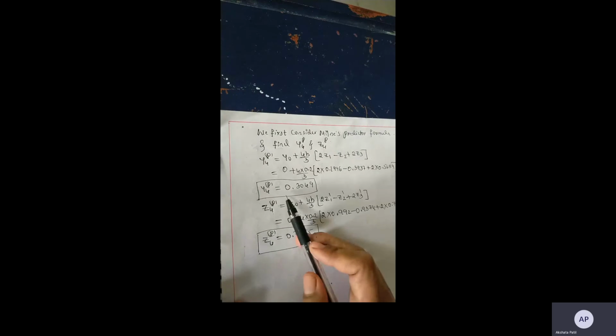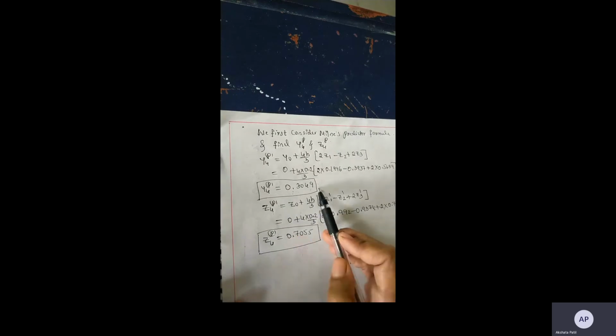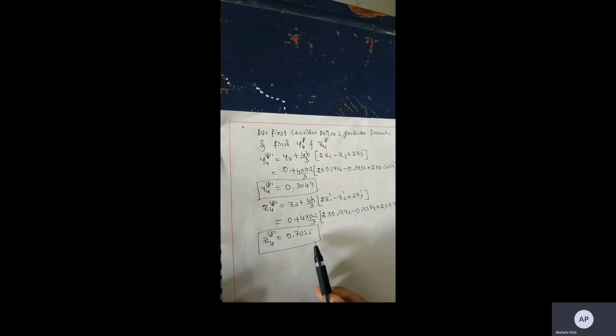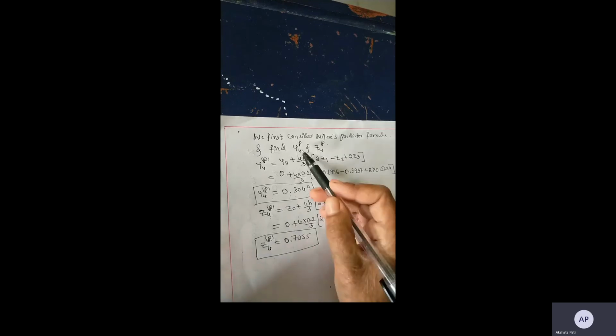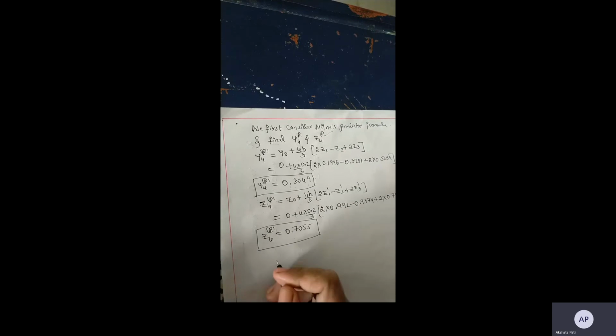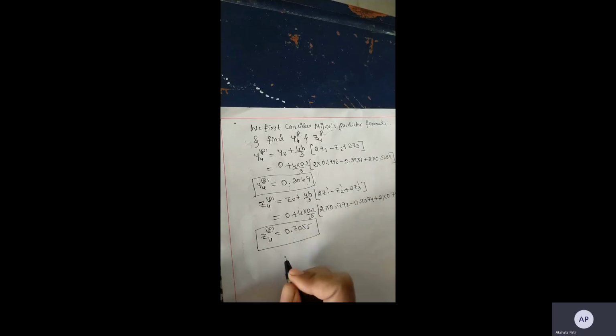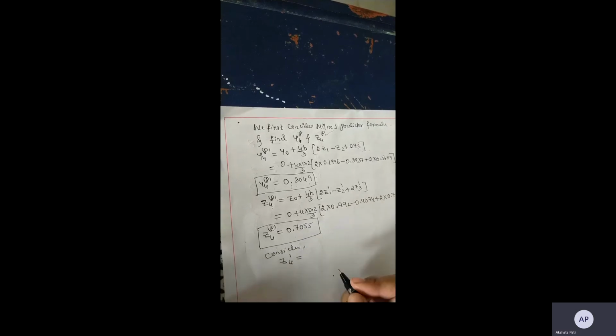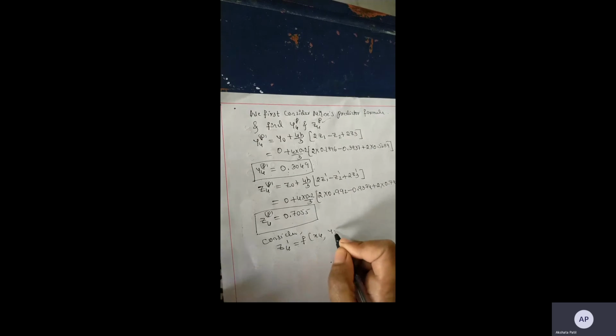Y4 of predictor value is 0.3049. Z4 of predictor value is 0.7055. Okay. Now this is step 3. Step 3 means what? We apply the predictor formula and find y4 of predictor and also z4 of predictor. So here I have done this process. Okay. Now let us move to step 4. So step 4 is what? Compute z4 dash. Okay. So here we can write, consider z4 dash which equals function of x4, y4, z4.